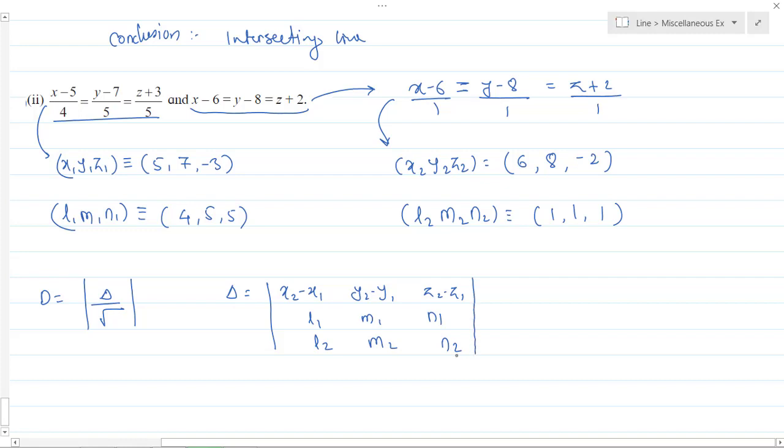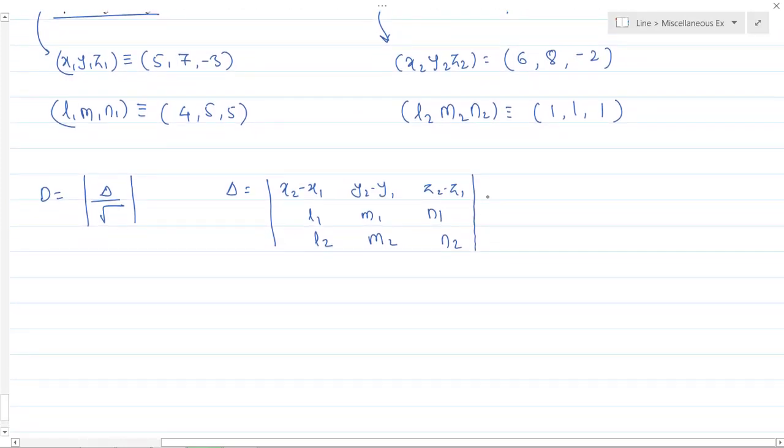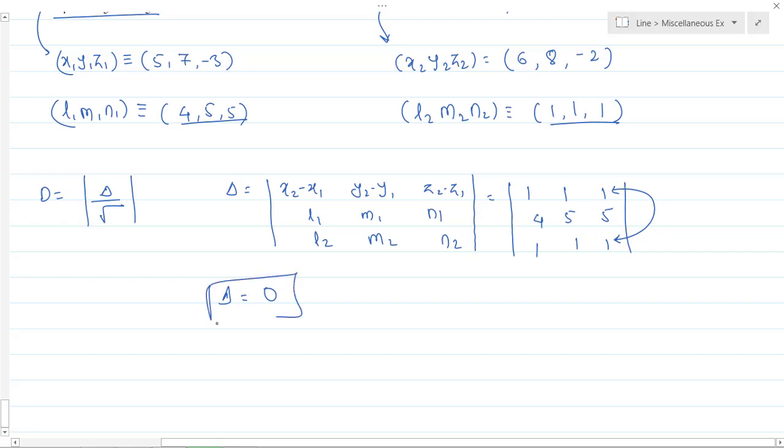So let's substitute the values x1, y1, z1 and all. Okay, let me write it here. This becomes 6 minus 5, which is 1, 8 minus 7 is 1, -2 plus 3 is 1. Okay, so here 4, 5, 5, 4, 5, 5 and again these are 1, 1, 1. Again no need to find the determinant, as the first row and the third row are the same. I can simply write that this determinant is equal to 0.